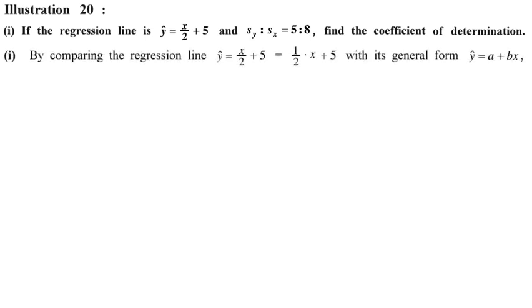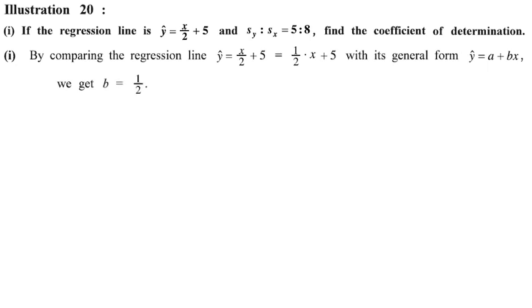Illustration 20, the first question: the regression line is given as x upon 2 plus 5, sy is 2, sx is given. We have to find the coefficient of determination. Now first of all, we have to check what is a and b. When we compare the regression line, that is x upon 2 plus 5, or we can write 1 upon 2 into x plus 5, with a plus bx, here a, that is the single value, is 5, so a is 5. Bx is something which is multiplied with x, so here we have multiplied x with 1 upon 2, so we get b is equal to 1 upon 2.